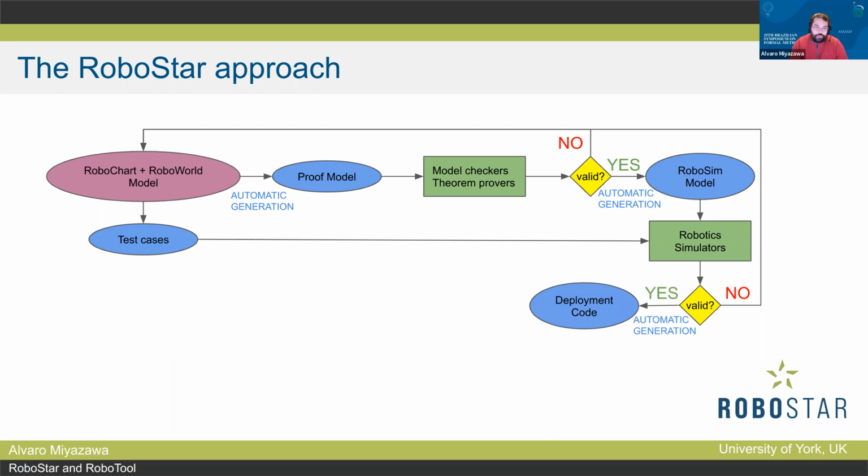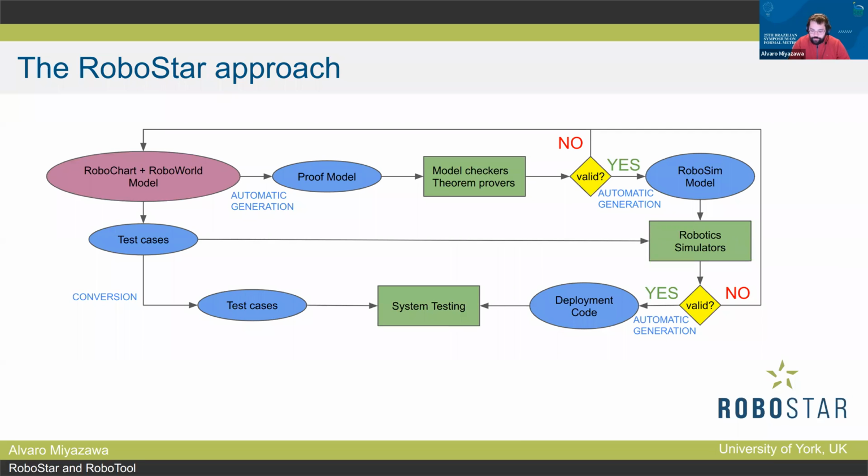And in this case, we would take the test cases that we obtained before and convert them into test cases that can be run on a real robot. So that might involve generating configurations for the robot, but also telling people how to set up the environment where the test would run. And based on the converted test cases and the deployment code, we would run a test on the real robot.